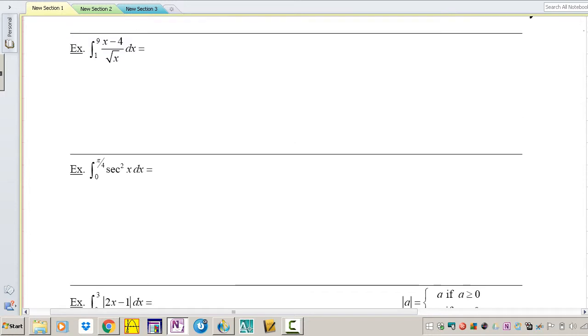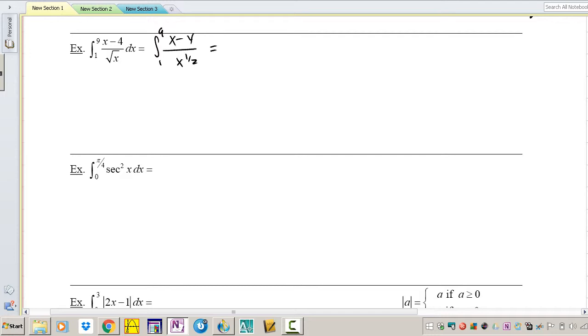The integral from 1 to 9 of (x minus 4) over the square root of x. Let's begin by first writing this as (x minus 4) over x to the positive 1/2. Integrating a square root is probably a little bit harder, but if you turn it into a half power, it becomes a little easier. And you can't integrate this.